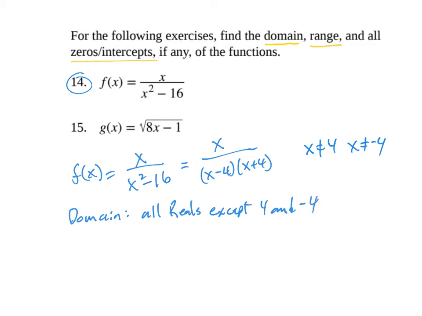If I was going to write it in interval notation, which you'll be working with eventually, I would write it like this. Negative infinity all the way up to negative 4. I would union that together with everything between negative 4 and 4. And I would union that with everything bigger than 4. We'll talk more about interval notation as the class progresses.